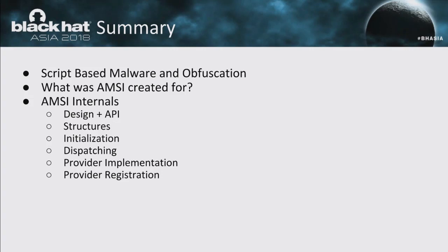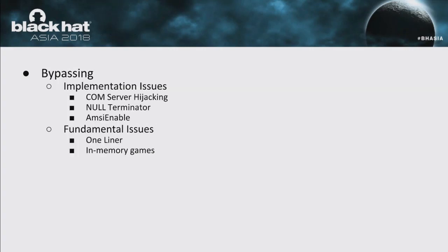So to sum up, what we did is we talked about script language malware and obfuscation. We talked about what AMSI was created for. We talked about the internals of AMSI: the design, the API, the structures, the initialization process of the providers, the dispatching of scans. We talked about how one would go about implementing their own provider and registering it. And then we talked about bypassing it.